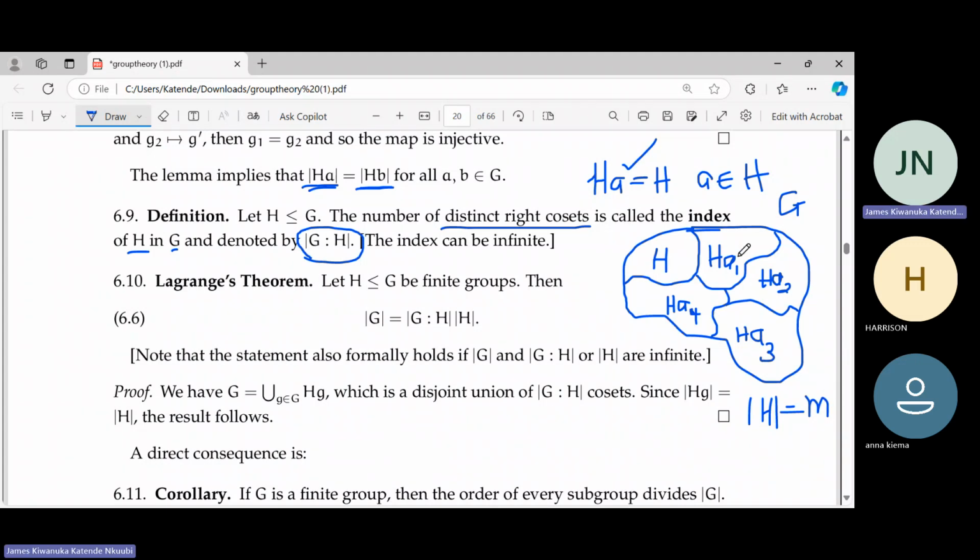In this case, if you want to get the total number here, you simply multiply the number of elements in the subgroup by the number of distinct left cosets. So 5M here will give you the number of elements in the whole group. So 5 here is the index of the subgroup H because that's the number of distinct left cosets. M here is the number of elements in the subgroup. And the product gives you the total number of elements in the group. So that's what Lagrange's theorem says. It says that if H and G are finite, then the number of elements in G will be given as a product of the index of H in G multiplied by the number of elements, or the cardinality, of H.